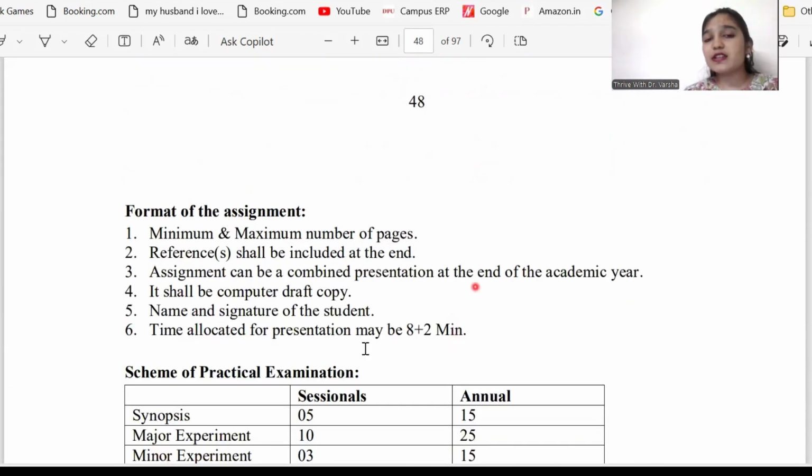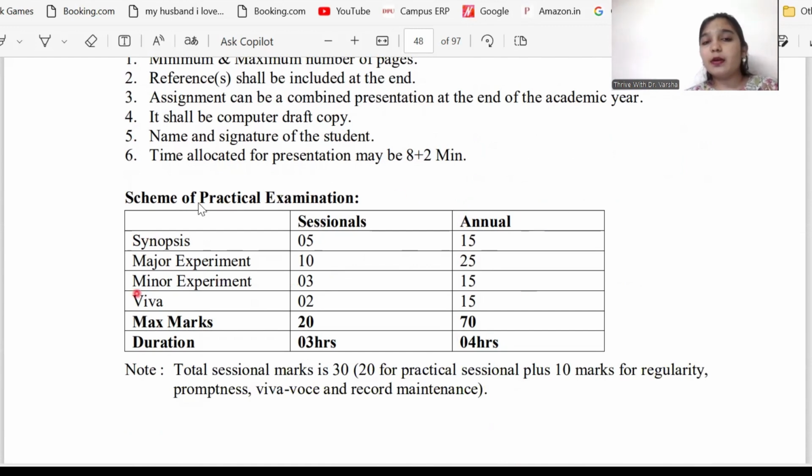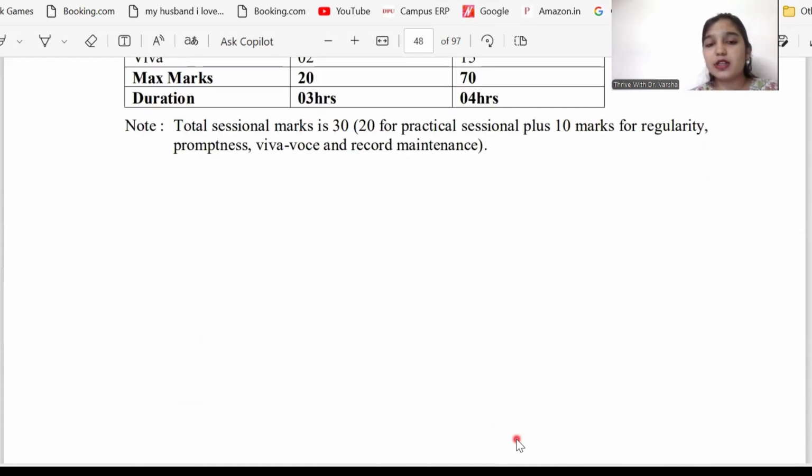And the format of the assignment should be the same as whatever we have discussed for other subjects too. And the practical examination scheme is the same as for other subjects.